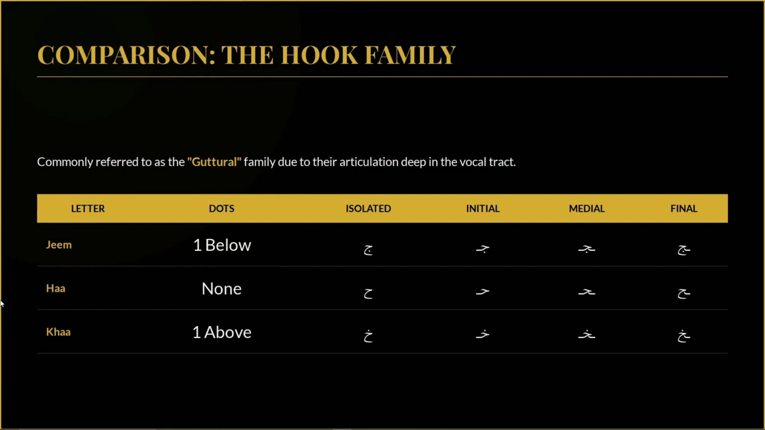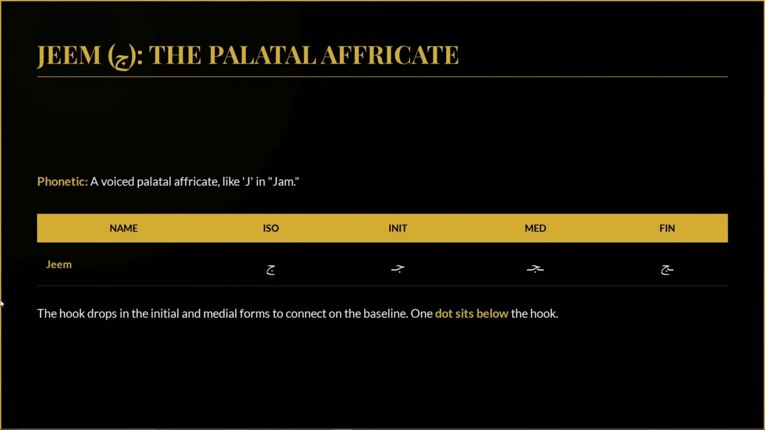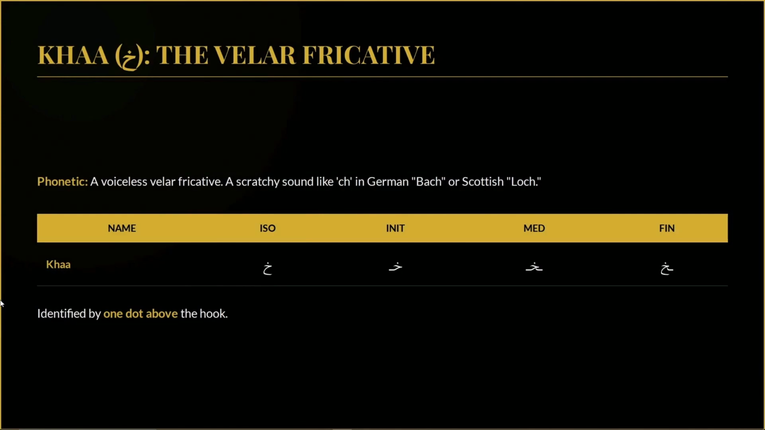The second family, the pharyngeal hooks: Jim, Ha, Kha. Now we move to the hook family. These letters utilize a complex C-shaped rasm that dips below the baseline. Jim, a palatal affricate with a central dot. Ha, a voiceless pharyngeal fricative. This is a deep, breathy sound coming from the center of the throat with no dots. Kha, a voiceless velar fricative, creating a scratchy resonance, with one dot on the top.